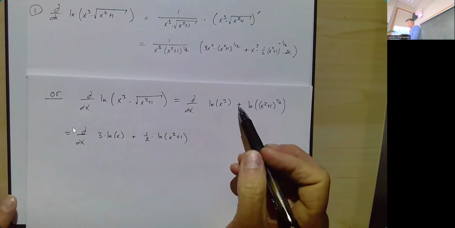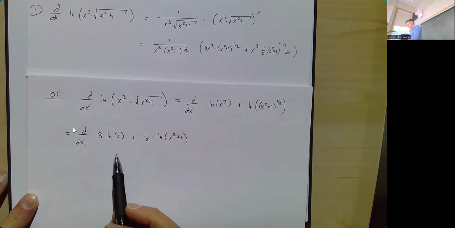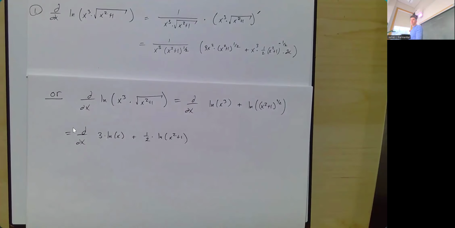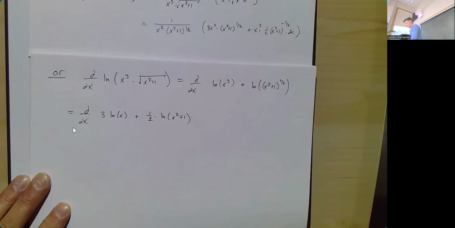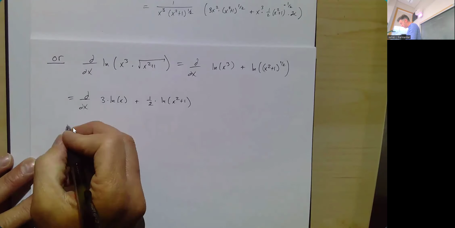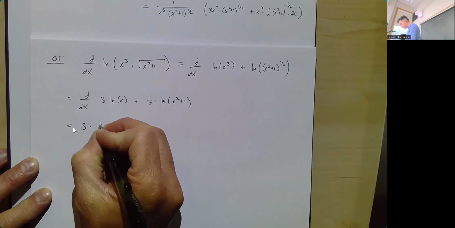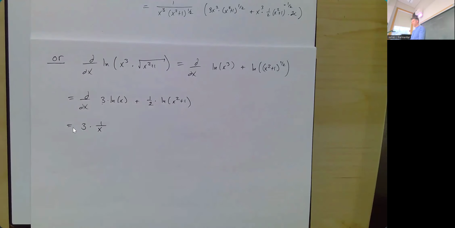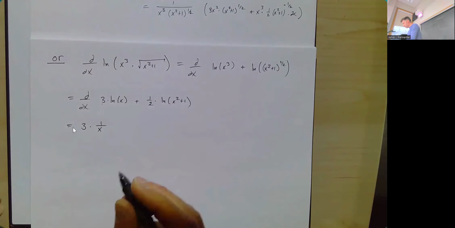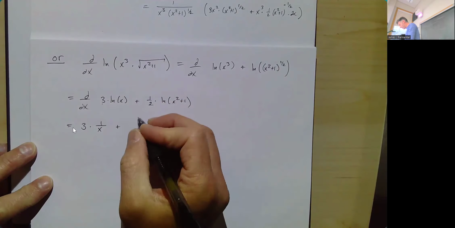We broke it up using the product rule for logarithms. We brought those powers down using the power rule for logarithms. And then finally, we actually take the derivative. The derivative of 3 times some stuff is 3 times the derivative of that stuff. So the derivative of 3 times natural log of x is 3 times 1 over x. The 1/2 hangs out here.